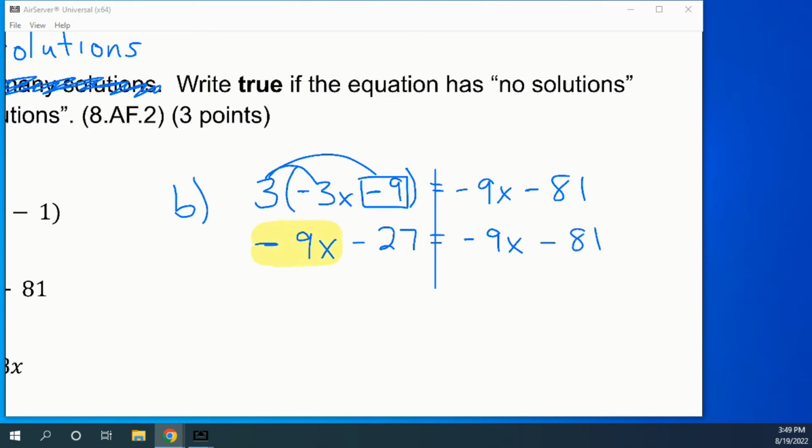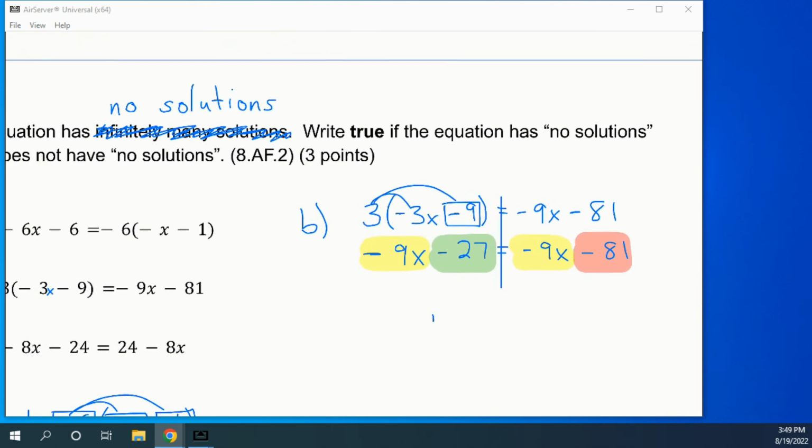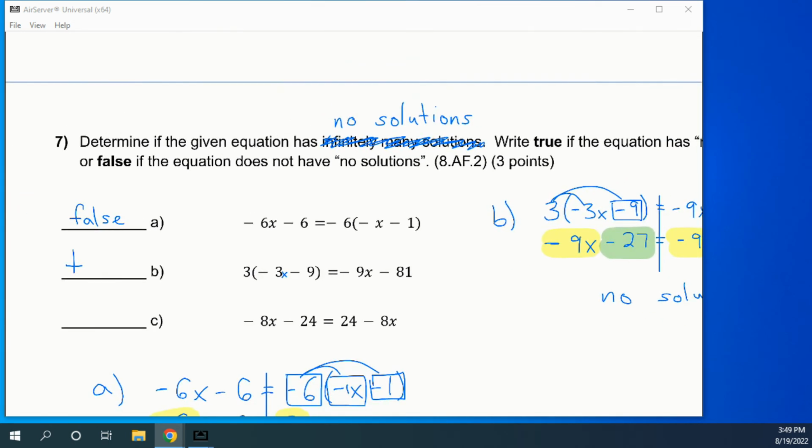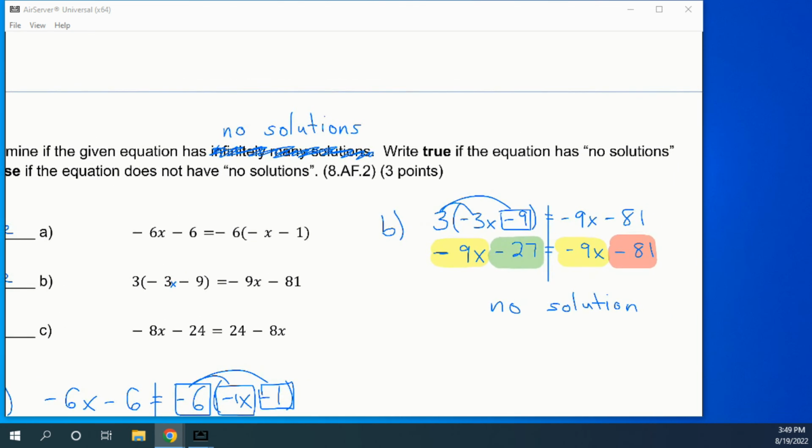At this point, we have the same variable terms, so it's either going to be no solution or one solution. However, we have a negative 27 here, and we have a negative 81 here. Those are different, so this is a no solution equation. So B would be true. That does, when you simplify it, give you no solution, which is what we're looking for. It says write true if the equation has no solutions. All right, so there is that one.